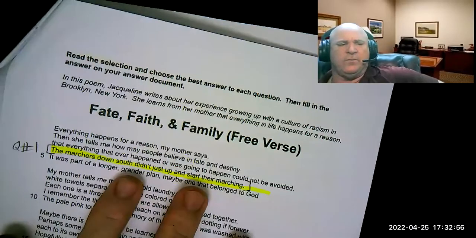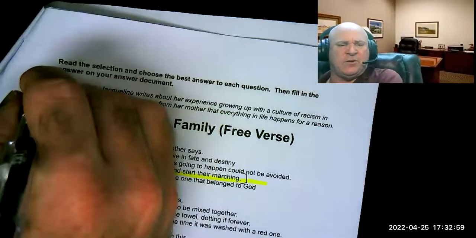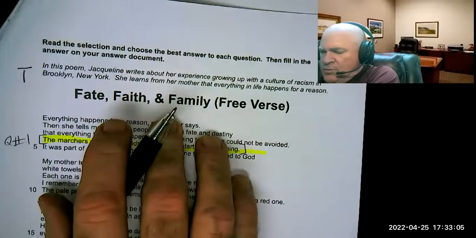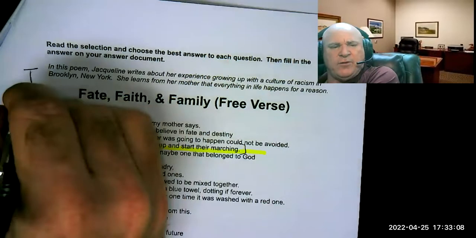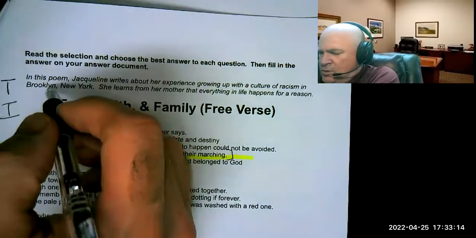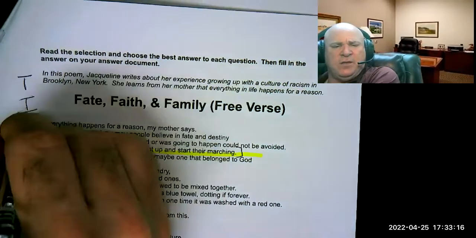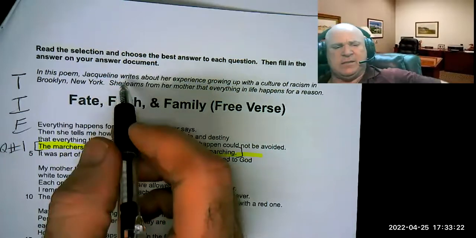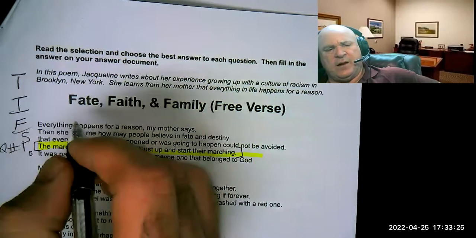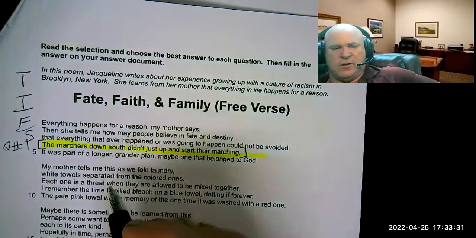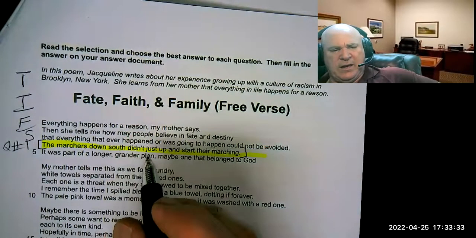There's our T, our title, which we said helps us understand our topic and possibly our theme. We will read the instructions, both of them, the directions and the summary, central idea, theme. We will see about the experiences that Jacqueline writes about, and we will check the stanza or stanzas that are being asked about. So there's the marchers down south, who didn't just up and start their marching. So let's back it up and see.